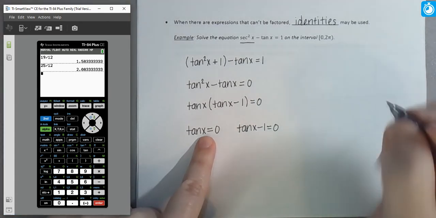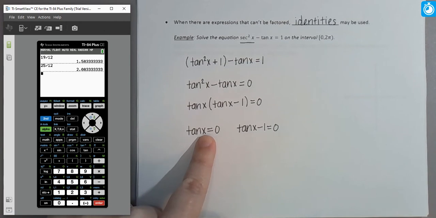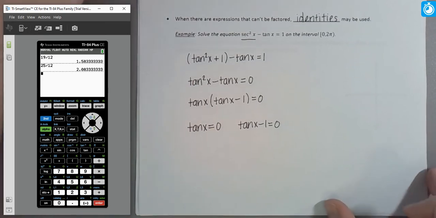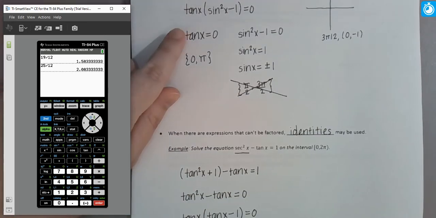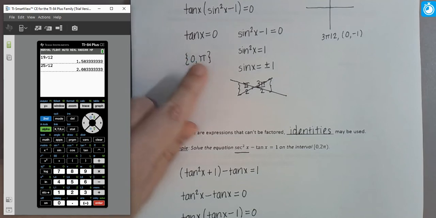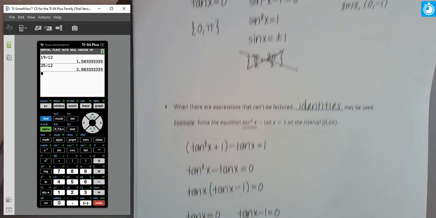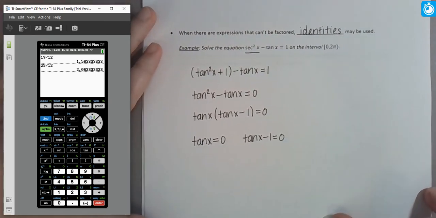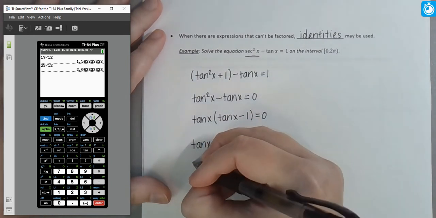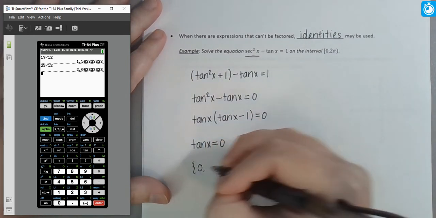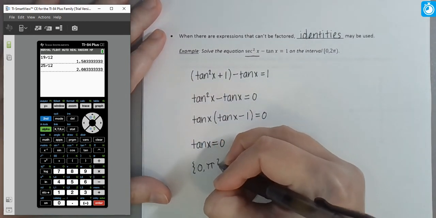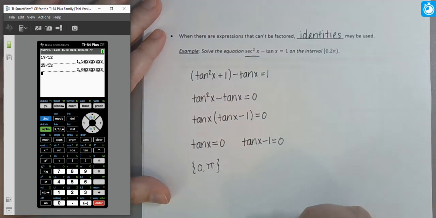So where does the tangent take on a value of 0? Those are going to be locations where my sine is 0 and my cosine is non-zero. And we actually looked at this one above, and we determined that occurs at 0 radians and pi radians if we're looking within that interval from 0 to 2 pi. So here we have solutions of 0 and pi.